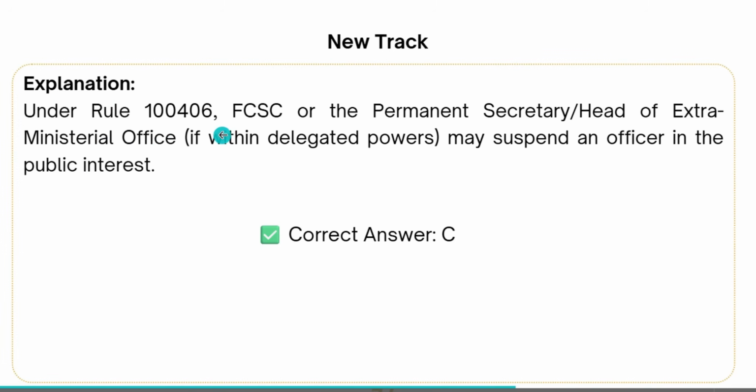The Public Service Rule, paragraph 3 of section 4, chapter 10, says that the Federal Civil Service Commission or the Permanent Secretary or Head of Extra-Ministerial Office, if within delegated power, may suspend an officer in the public interest.